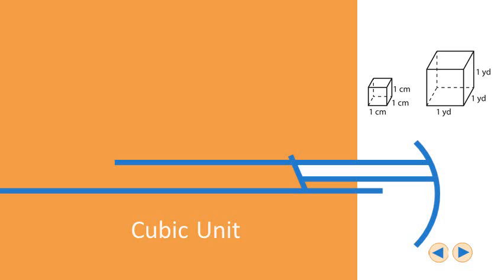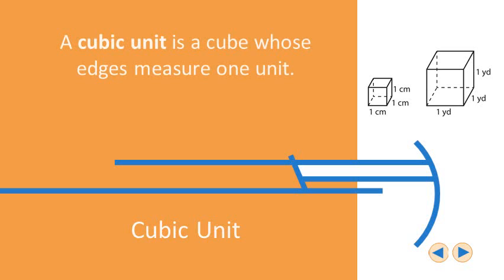So if you look at the diagram here on the right, you'll see that we have ways that we measure the edges or the sides, if you will, and we use that to generate cubic units. A cubic unit is a cube whose edges measure 1 unit. So for the left one, obviously the unit would be centimeters, cubic centimeters, centimeters cubed. For the right one, it would be cubic yards.